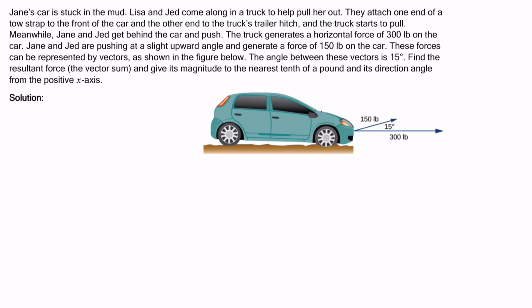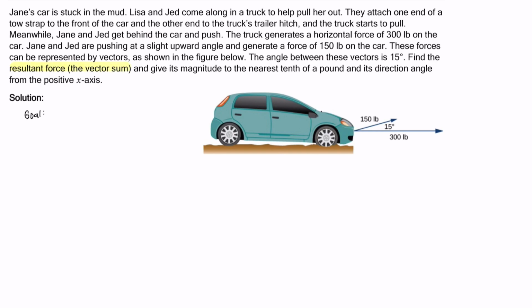We're told that this car has two forces acting on it, a horizontal force in this direction of 300 pounds, and this 150-pound force, which makes an angle of 15 degrees from the horizontal. So let's talk about what our goals are. The first goal is, what is the sum of these vectors? That is, what is the resultant force?